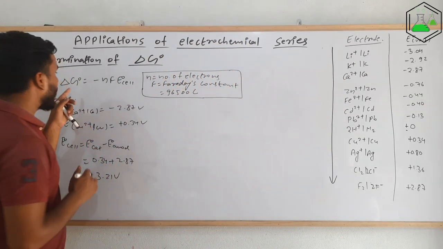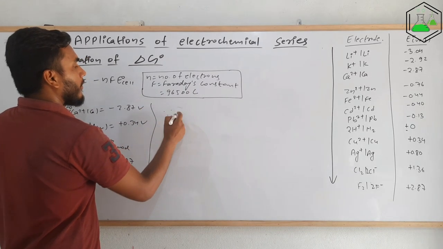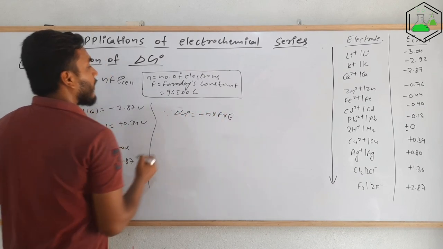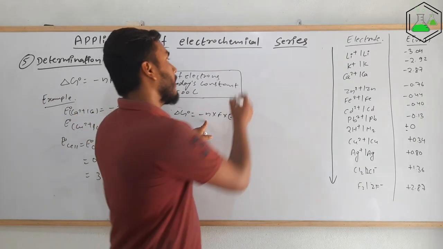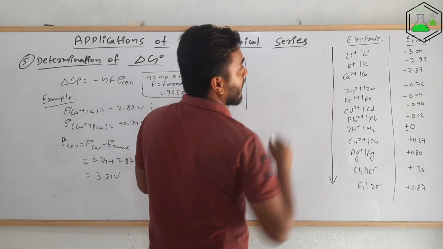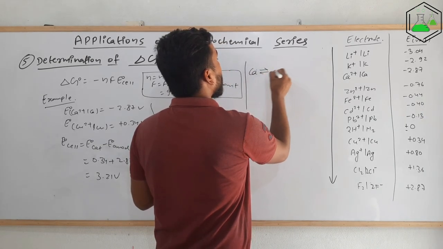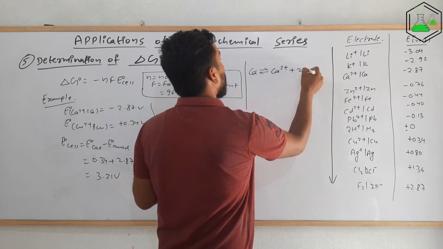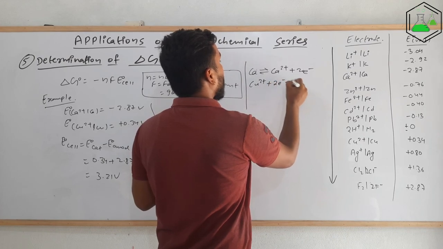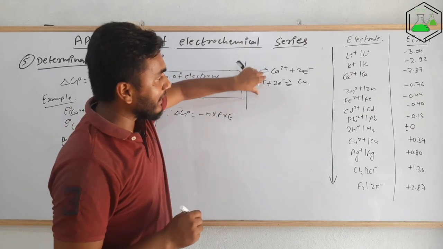Now, we need to calculate the value of del G naught. This is our main motive, right? So now let's put the values over here. Then del G naught is equal to minus nFE. Here, we need to know the value of n. It can be known by knowing how many electrons are being migrated. Among them, obviously, calcium will behave as the oxidation half. So Ca will lose 2 electrons and convert to Ca2+. And copper ion will gain 2 electrons and give us copper metal. So these reactions will happen at the anode and cathode respectively.